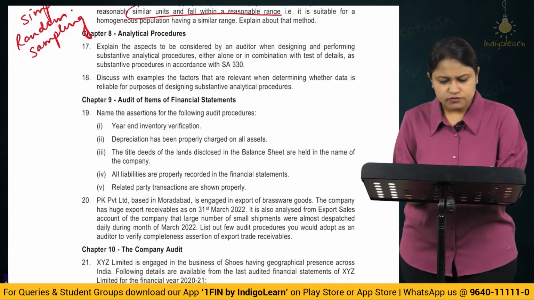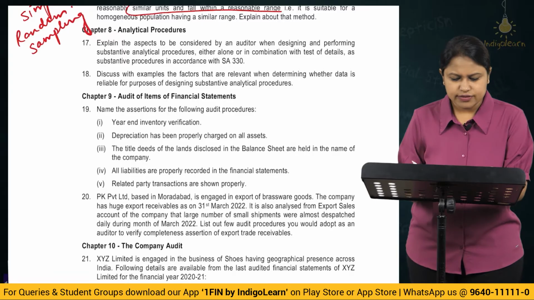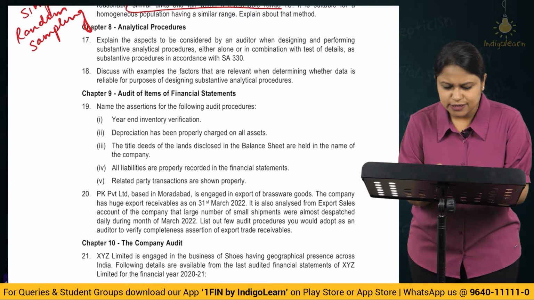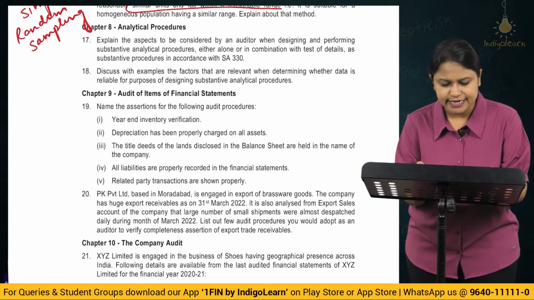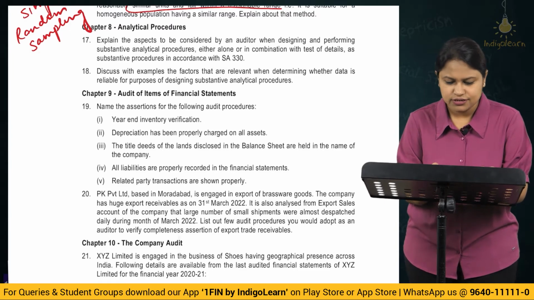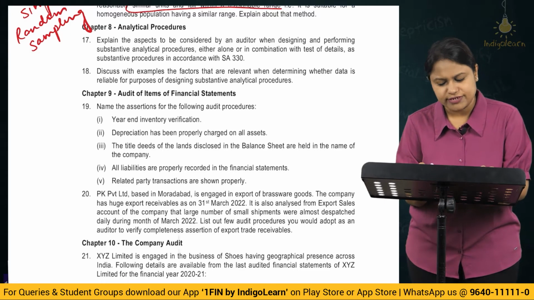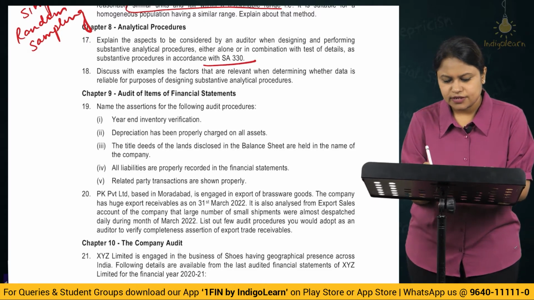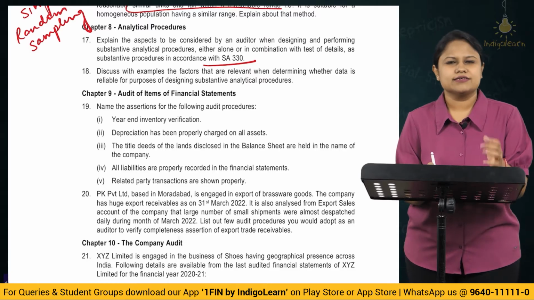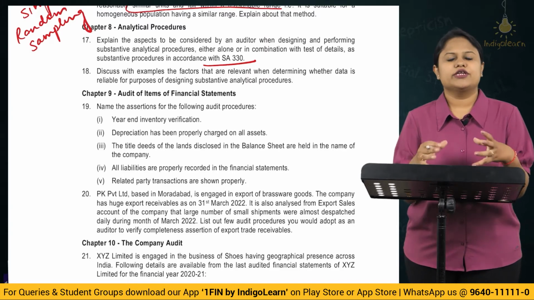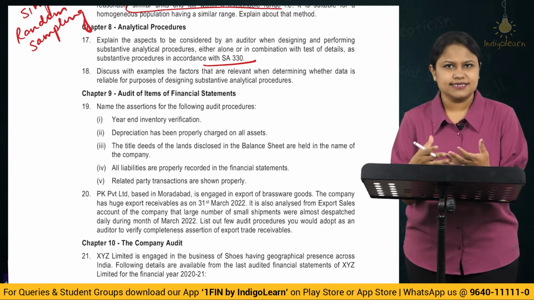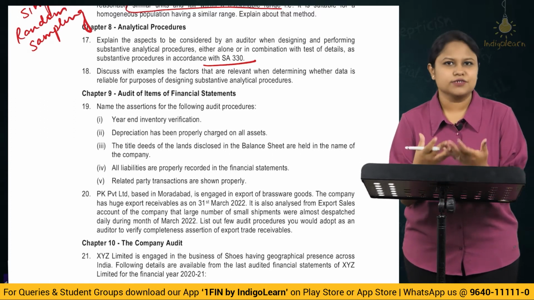Alright, then the 8th chapter: your question is about analytical procedures. Explain the aspects to be considered by an auditor while designing and performing substantive analytical procedures, either alone or in combination with tests of details as substantive procedures, in accordance with SA 330. When you talk about SA 330, it is the response to assessed risk. When you have identified the risk and you are responding, there is going to be test of details. There are also going to be substantive analytical procedures.